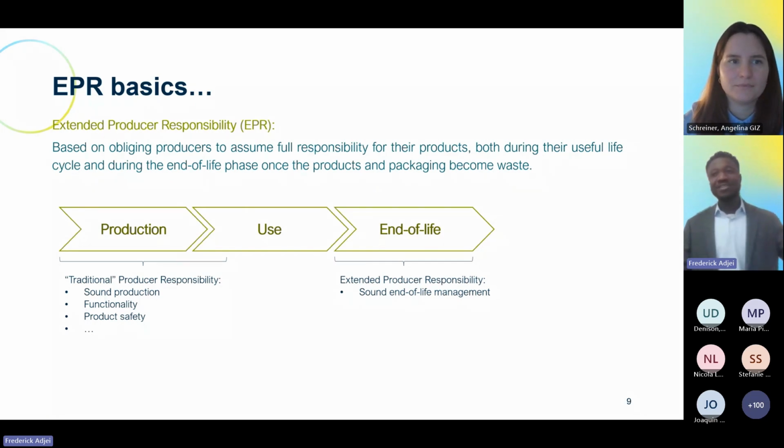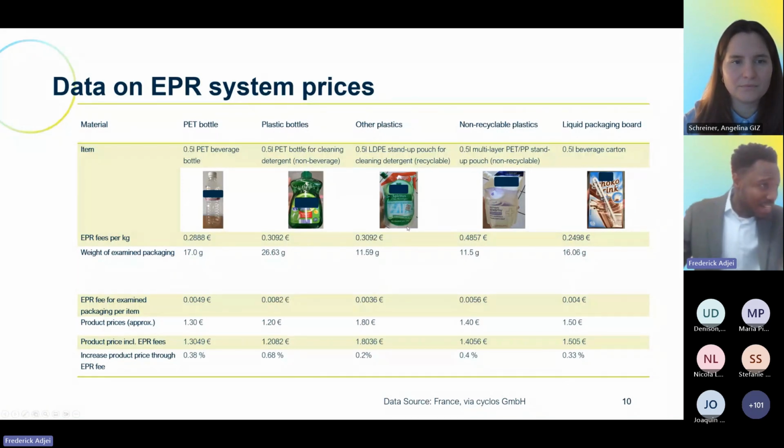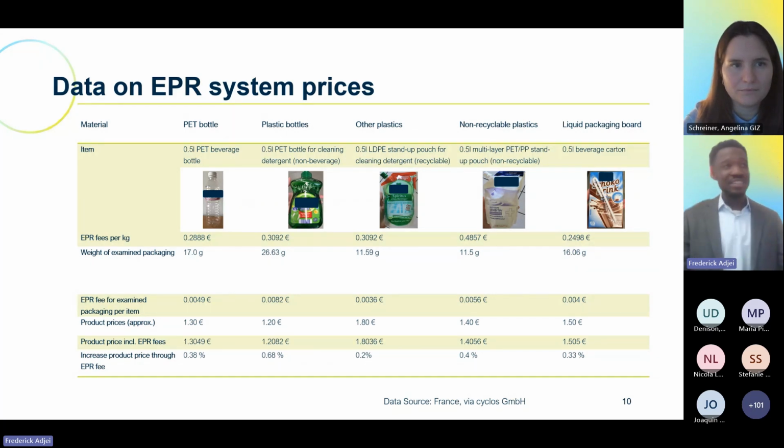What is the damage that is going to happen to the consumer at the end of the day? Now, looking at some data from France via our colleague Cyclos, we can look at some items that are common in many areas. You have this in your countries, it's in my country, it's in Berlin as well. And looking at the data, we can see from the last line, 0.38%, 0.68%, 0.2%. This is not much. It will increase. The simple answer is that yes, prices will increase, but not by much, indeed.